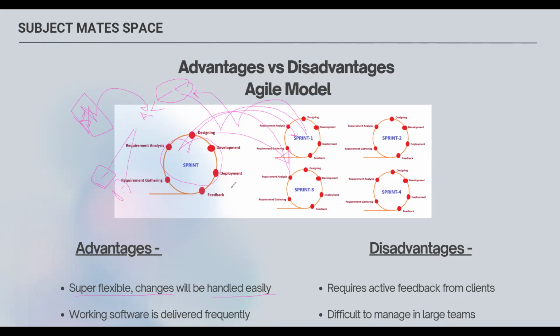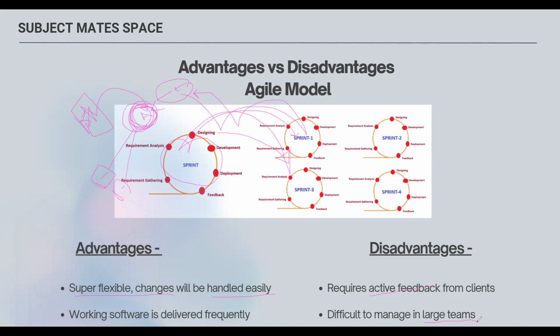So what are the disadvantages? Continuously we need to get the feedback from the clients. We need to get what went wrong. We need to discuss with the clients. So there must be active feedback from the clients. And it would be good, but in super big, large projects or large teams, it would be very difficult to manage.